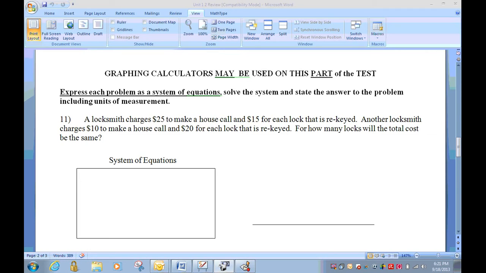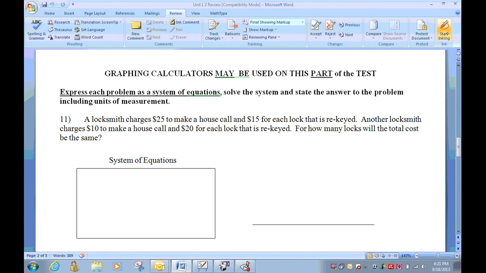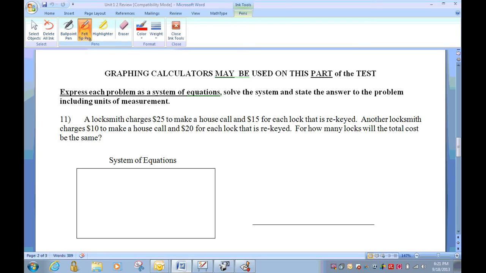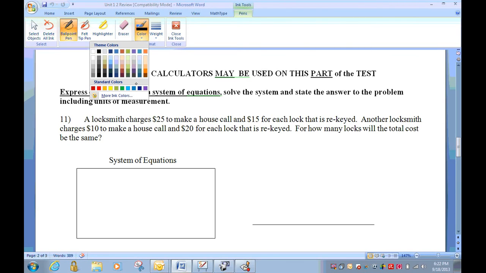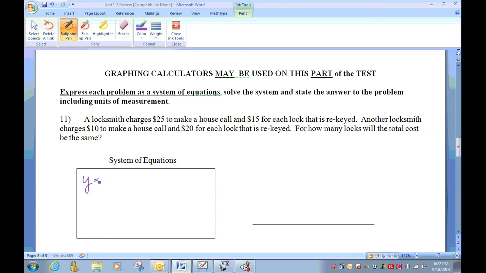Okay, so problem 11 says a locksmith charges $25 to make a house call and $15 for each lock that's rekeyed. Another locksmith charges $10 to make a house call and $20 for each lock that is rekeyed. For how many locks will the total cost be the same? Okay, so for the first locksmith, we're going to write the equation y equals 25 for the fee plus $15 per lock. So I'm going to put an x. So y equals 25 plus 15x.